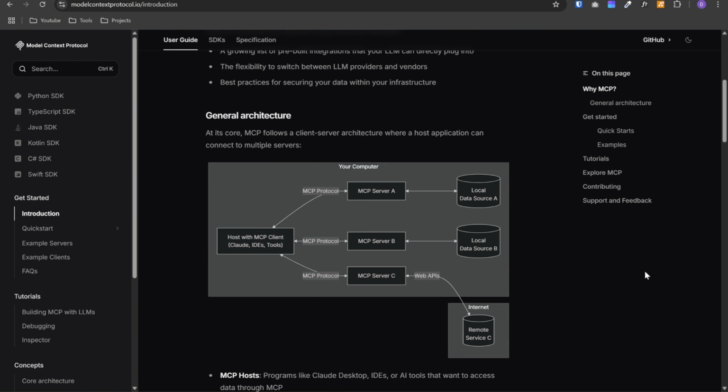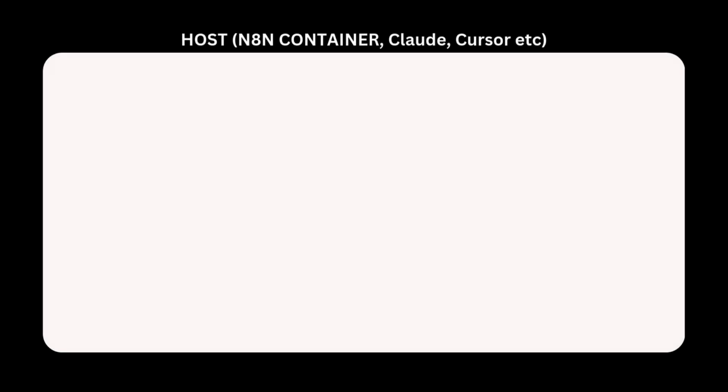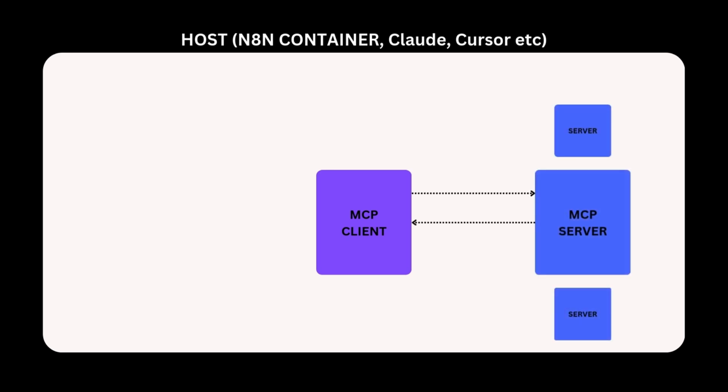It follows a client-server architecture where a host application can connect to multiple servers. It has three main components. MCP host. MCP host can be any program like Claude Desktop or any IDE like Cursor, or maybe your custom application that wants to access data through MCP. Second component is MCP client. These are protocol clients that maintain a one-to-one connection with the servers. And the third component is the MCP server itself. It is a lightweight program that exposes specific tools through a standardized Model Context Protocol.